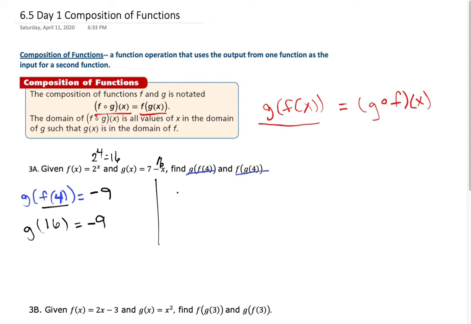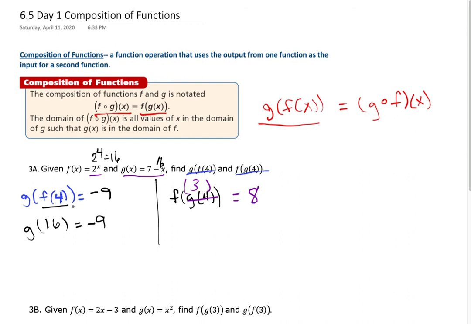So this time I'm going to do f of g of 4. So that means I have to put the 4 inside the g function first, and then whatever I get, I put into the f function. So my g function is this one. So I'll put a 4 in for x there. 7 minus 4 is 3. So I get 3 for this stuff. So then f of 3, I put in to the f function. 2 to the power of 3 is 8.